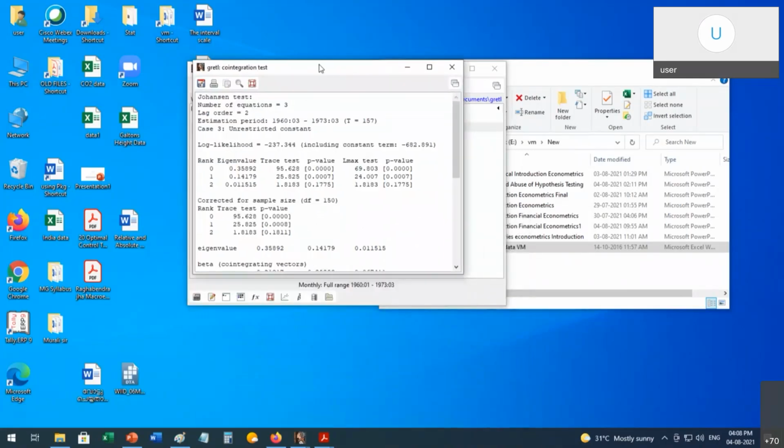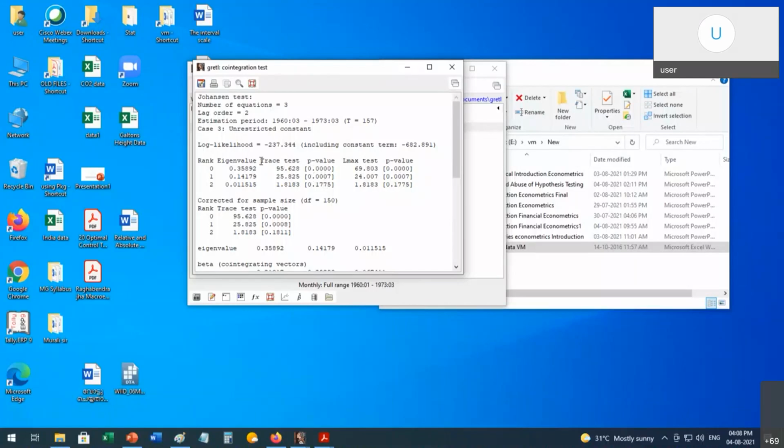It is very important to see how we interpret the result. As I have told you earlier, we have two types of tests in the JJ test: a trace test and a maximum eigenvalue test, that is this L-max test. P-values are given, and that is good, so that we can easily find out whether we reject or not.